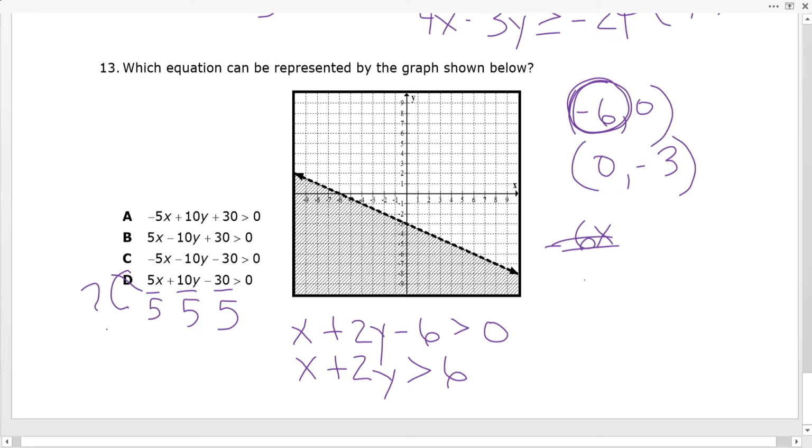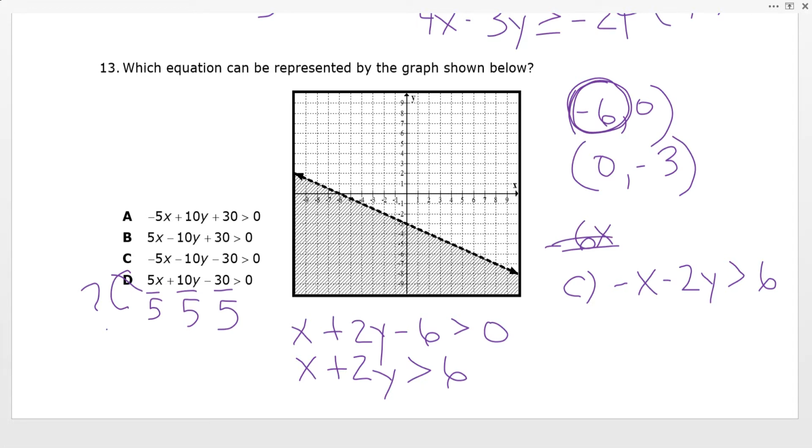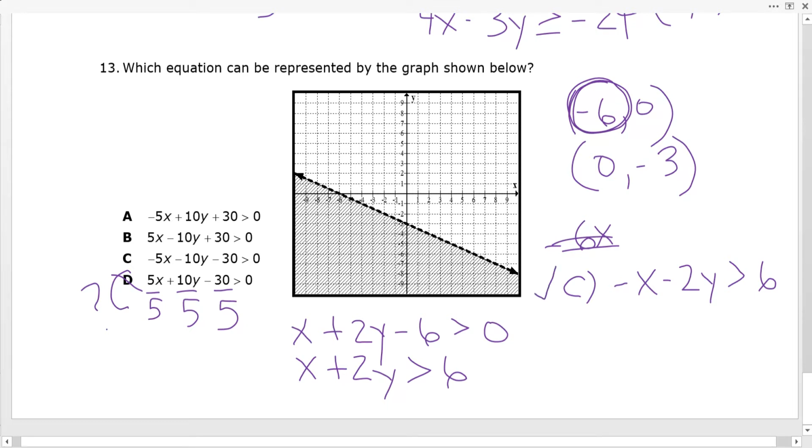But let's look at C. If I divide everything by 5, I have minus x minus 2y is greater than 6 because I'm going to move my 6 over to the right. So now if I cover up my x, my y is -3, and if I cover up my y, my x is -6. So this one is looking pretty promising.